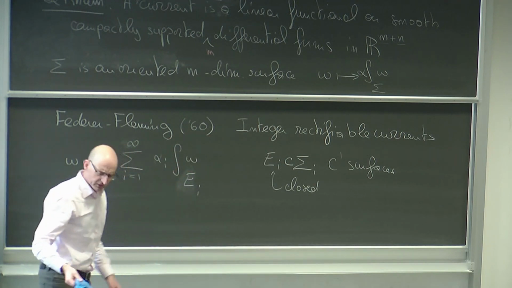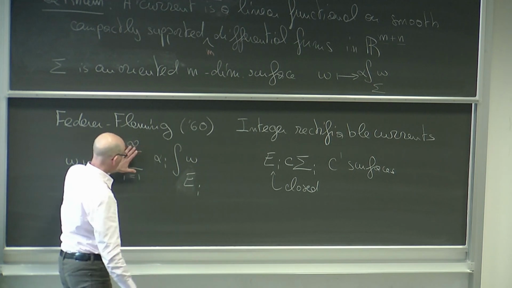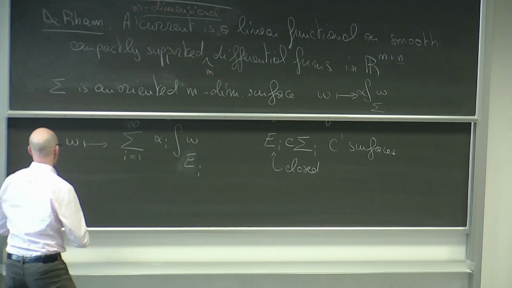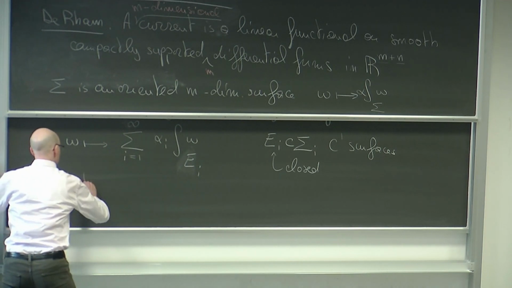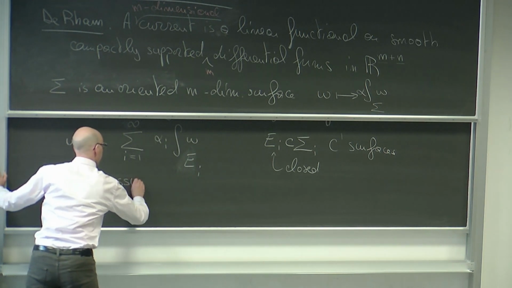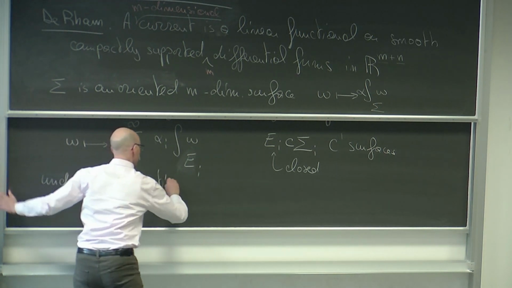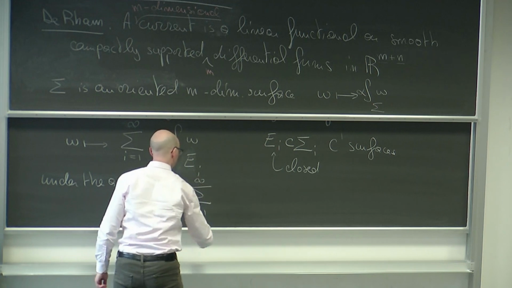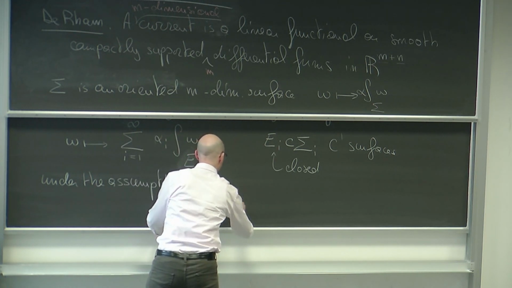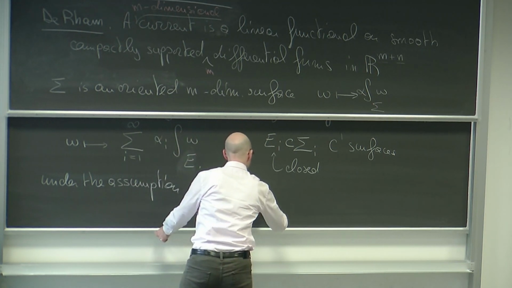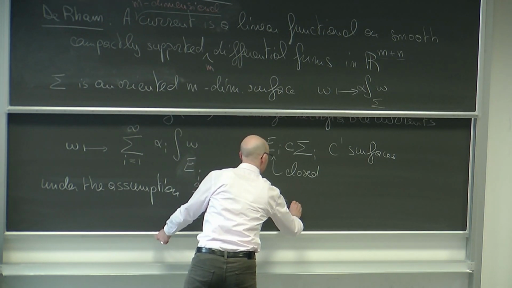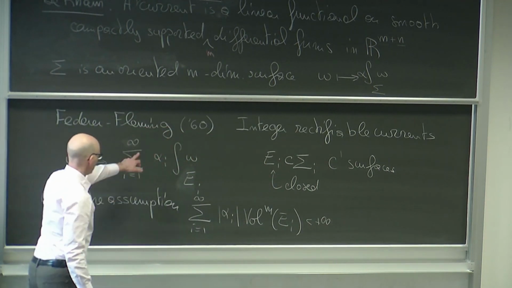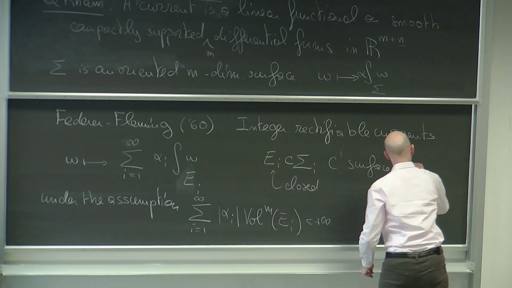Okay, so that actually doesn't guarantee you that this series is converging. So to guarantee that this series is converging, I'm going to assume the following. The assumption is that if I take the series of the absolute values of these coefficients alpha_i times the m-dimensional volume of this set E_i, then I get something which is finite. So this series is converging. Okay, so here I should specify anyway the alpha_i's are integers.